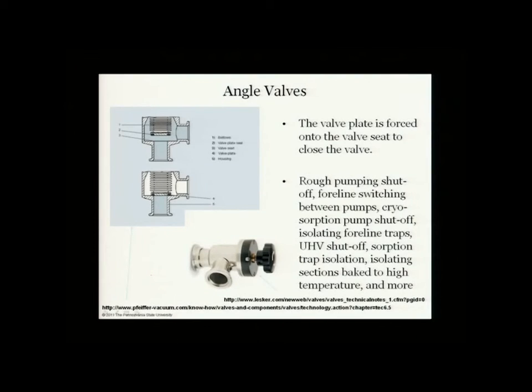Now, this type of valve is an angle valve that has a bellows. That is, this is a metal structure that can expand in size, and then you can have the actual valve plate come down and seat here. You see that's happened here. So the plate is forced into a valve seat to close the valve. And this is used in many applications: roughing pumping, foreline switching, going between pumps, different kinds of pump situations. This is a very good positive type of valve. What I mean by positive is it generally seats very well and keeps a good pressure difference between the two sides. You're trying to keep a very good pressure difference between here and here. This is a good valve for that.